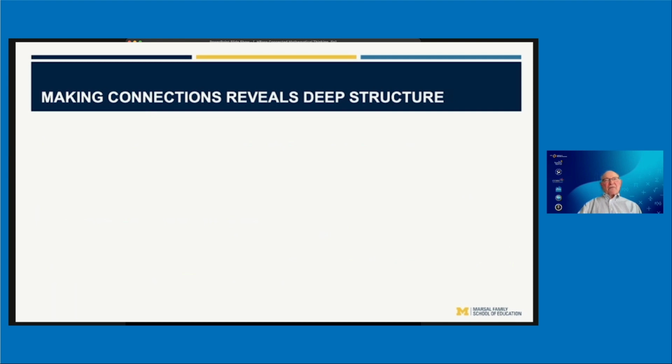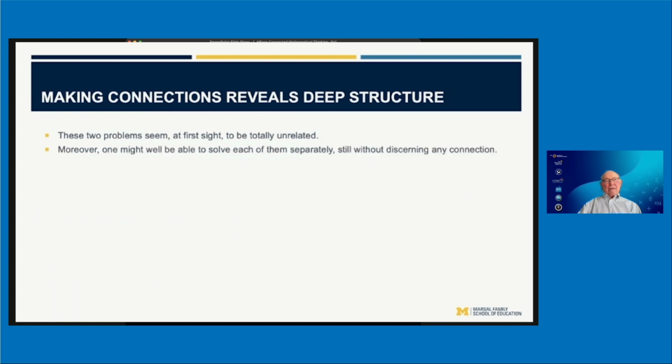So this involves looking for deep structure in the problems. First of all, I think you will agree that these two problems seem at first sight to be totally unrelated. They belong even to possibly different parts of mathematics. Moreover, one might well be able to solve each of these problems separately, still without discerning any connection between them. So what's the point of finding out how they're mathematically connected if you can solve them independently without noticing that?